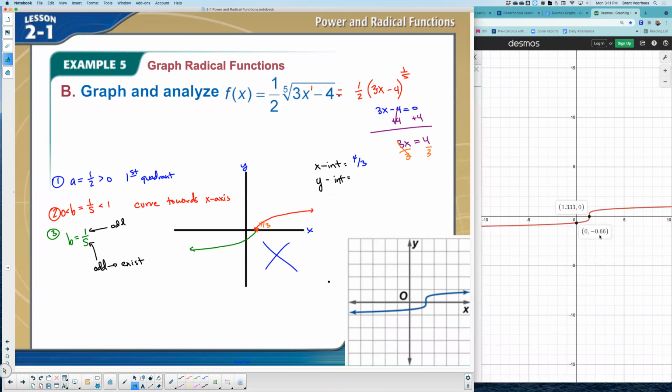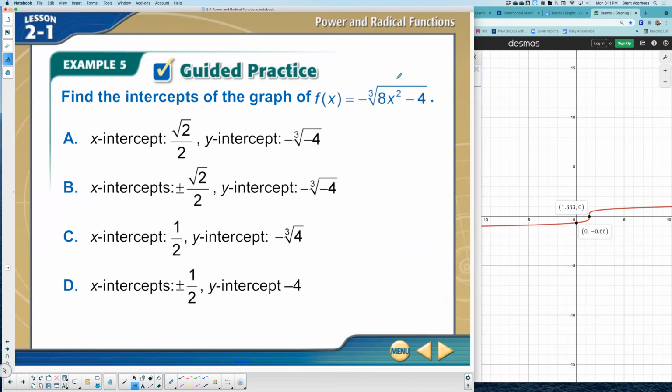Well, that should be rounding to 0.67 if it's going to be 2/3. So I'll just say -0.66. I don't know, maybe it's not 2/3, but that's what it's coming out as right there. So now I have DOL number 5. You can graph this and find the intercepts. That's what I'd recommend you do here. Just go ahead and graph it and find what the intercepts are.